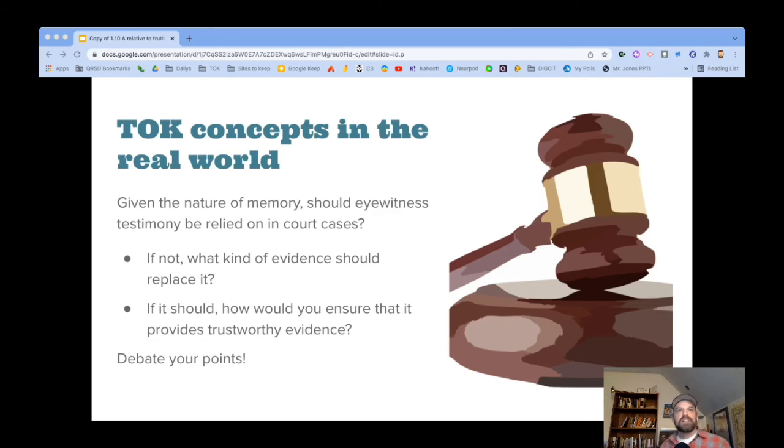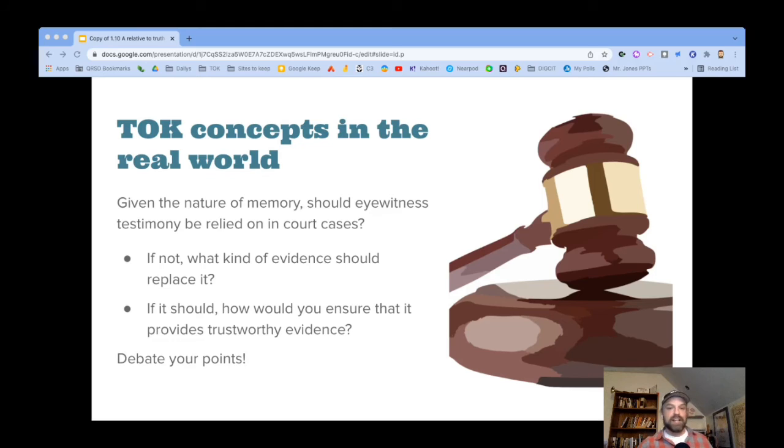So you're going to tell me. It says debate, and if we were in class, we would do that, probably online or spoken out. But I just need you to write 2 or 3 sentences down. How are you feeling about that? Immediately, what's your reaction? If you don't think it should be relied on in court cases, what kind of evidence should replace it? Be thinking about the future.